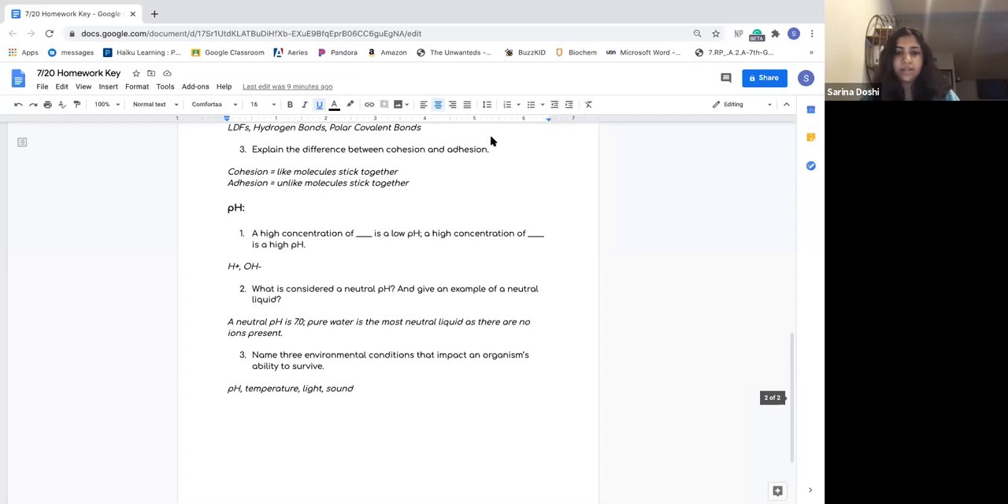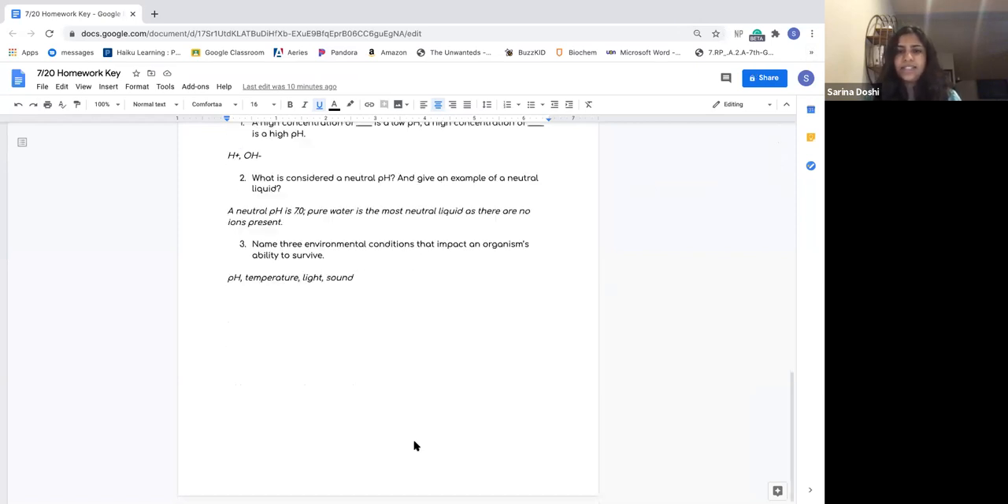And 3 environmental conditions that can impact an organism's ability to survive. You could have picked any 3 of pH, temperature, light, sound, or if you put something else, then something else, as long as it kind of checks out. Okay. Any questions?